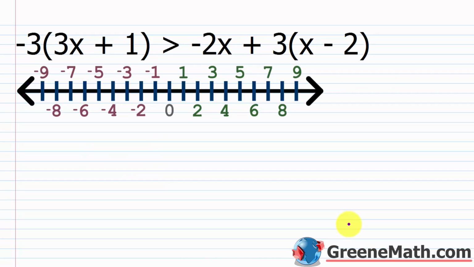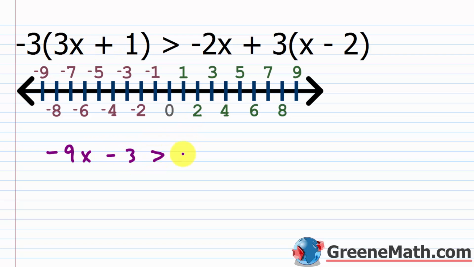Let's take a look at another one. So we have negative 3 times the quantity 3x plus 1, and then is greater than negative 2x plus 3 times the quantity x minus 2. So again, I'm going to simplify each side to start. Negative 3 times 3x is negative 9x. And then negative 3 times 1 is minus 3.